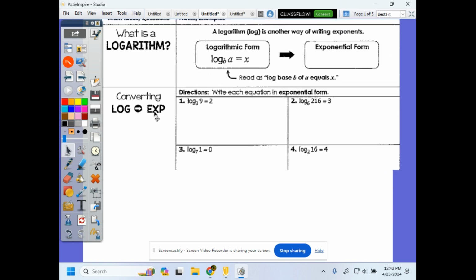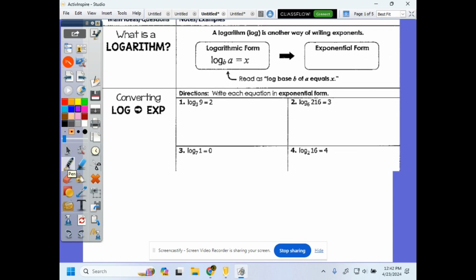So let's convert log form to exponential. So how do we do it? Write each equation in exponential form. What is the base in number 1? The base in number 1 is 3. The exponent is 2, is equal to 9. And that is the exponential form of the given log.